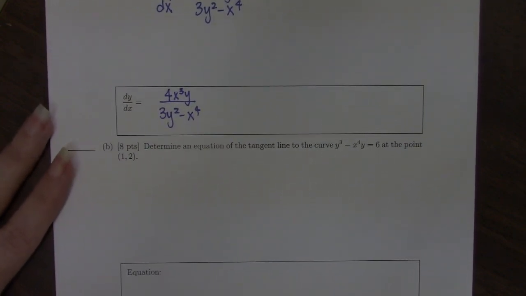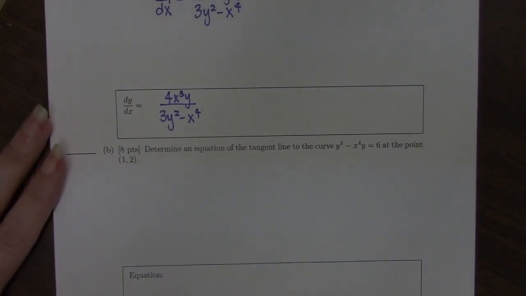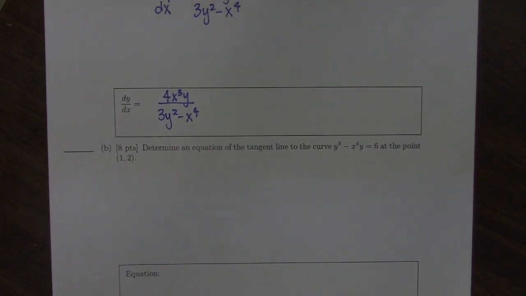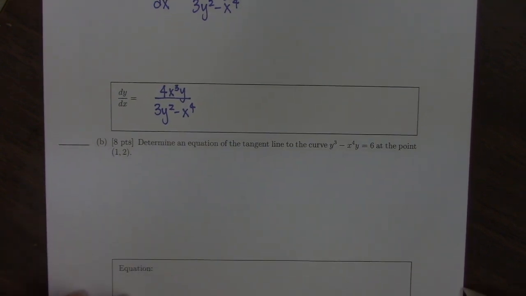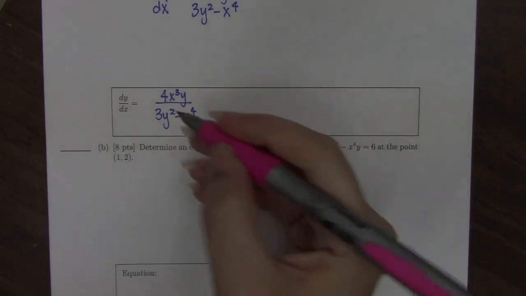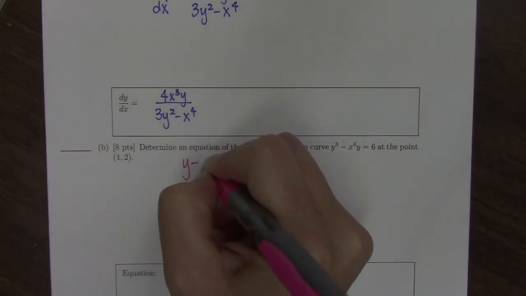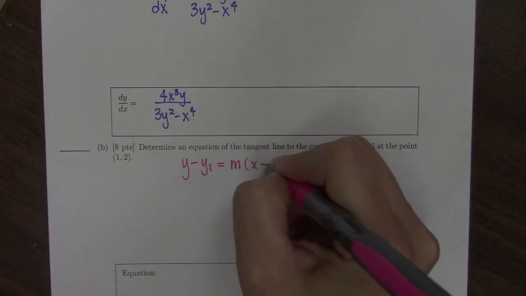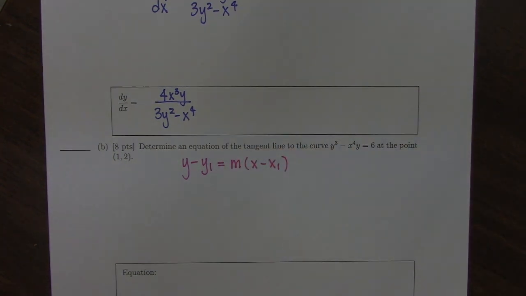Part B says determine the equation of the tangent line to the curve, same formula we were given before, y cubed minus x to the fourth times y equals 6 at the point (1, 2). So we need a slope and a point in order to find our equation of our tangent line. And so the point-slope formula is what we want to use here.